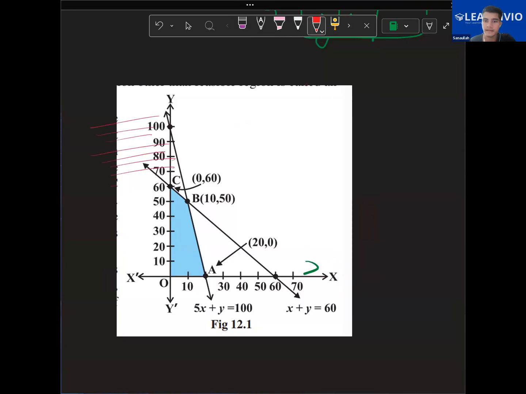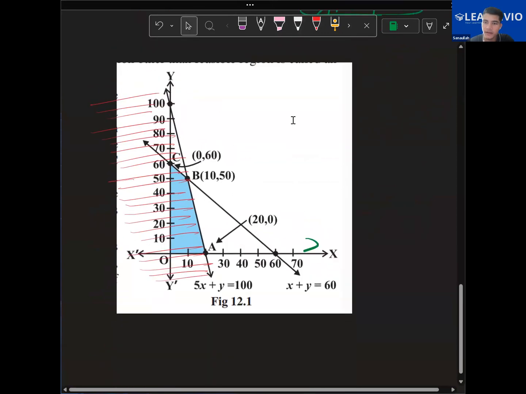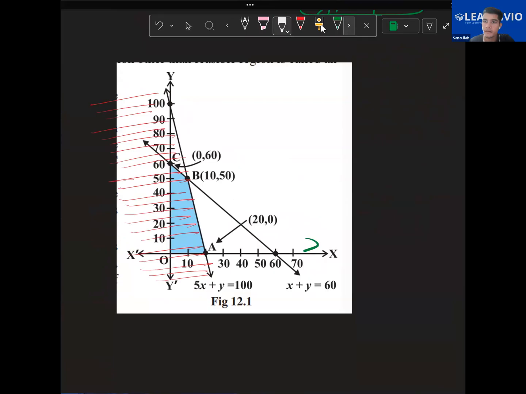आप इस लाइन के इस रीजन में लाई कर रहे हो, right? This is your line. Now check for the other one. For x plus y is less than or equal to 60. So this is your x plus y, this line. This is x plus y is equals to 60, right? So this is already plotted.